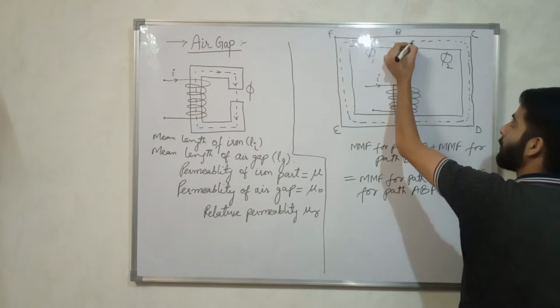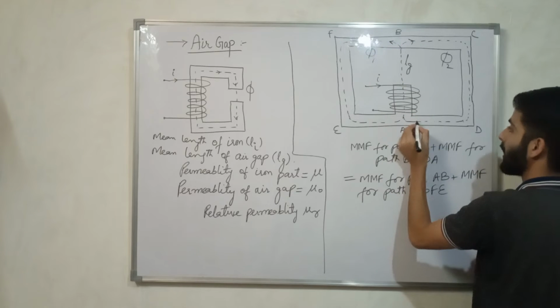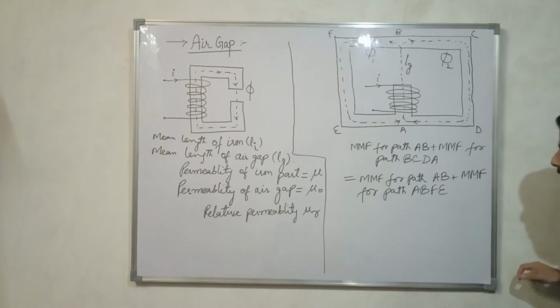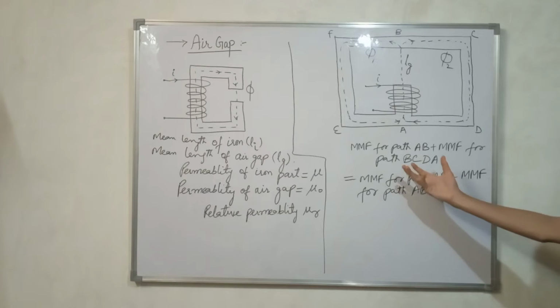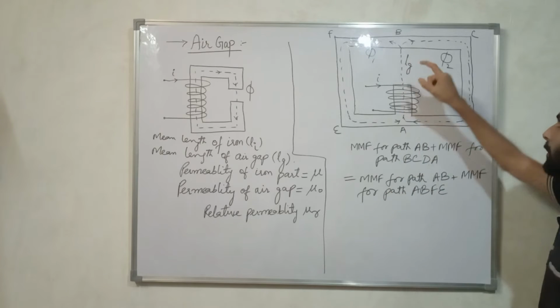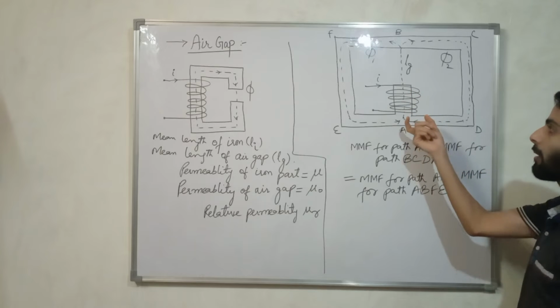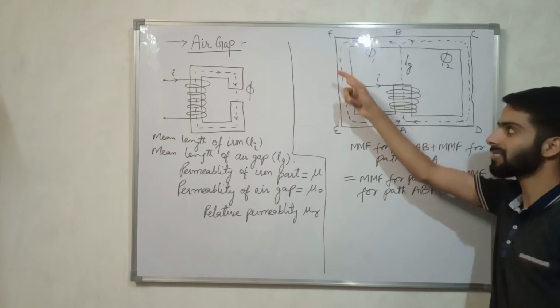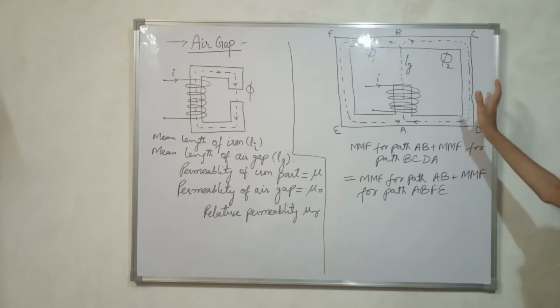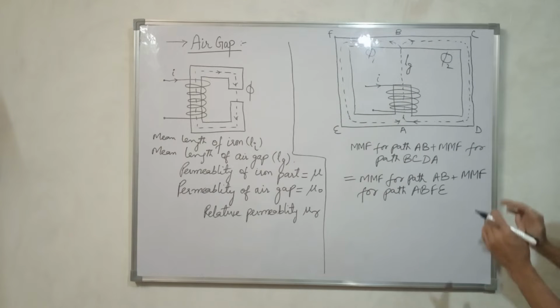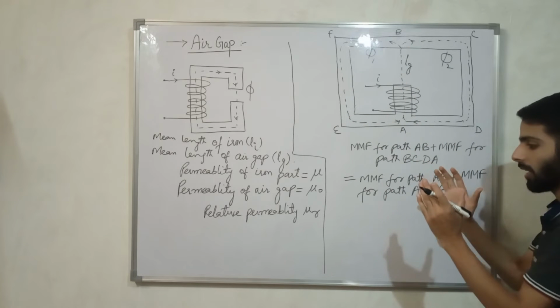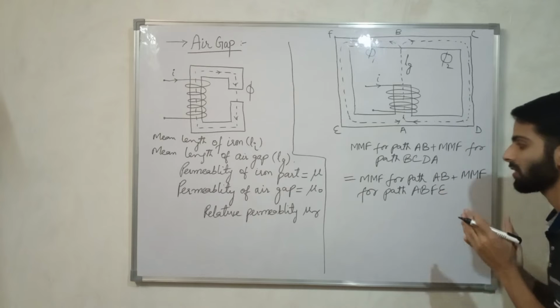Here the fluxes will bifurcate and here they will over again meet. So mmf for the central path plus one side is equal to mmf of the central path plus another side. They will be equal. Here in this case, if this is symmetrical, this is just the same on both the sides. Okay.